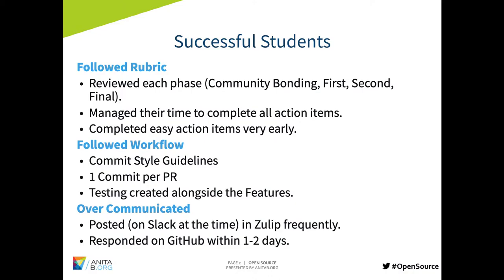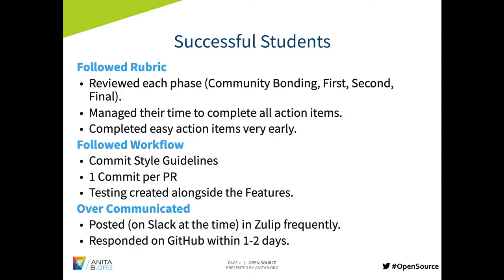A lot of them managed their time to complete all of the action items, and it was very clear to me who was going to be successful when they completed the easy action items very early. So, for example, one of the easy action items during the community bonding period was setting up your wiki profile. So when people had access to complete that, they would complete it literally within 1 or 2 days.